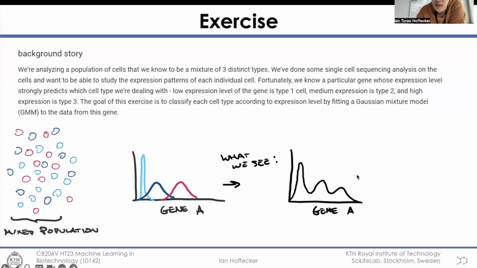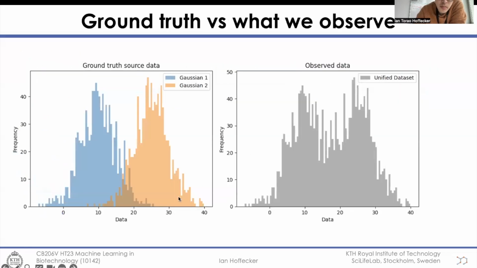When we sequence these cells, each cell gets sequenced individually, but we don't get to know its identity. All we get to know is its gene expression level. So all we see is this data here, the mixed data. The goal of the Gaussian mixture model will be to figure out these three parameters so that we can see what distributions are underlying this observable distribution that we see. So it might be kind of like this.